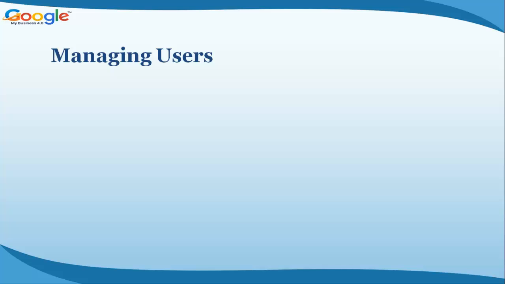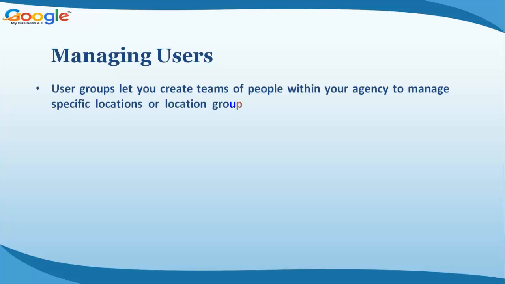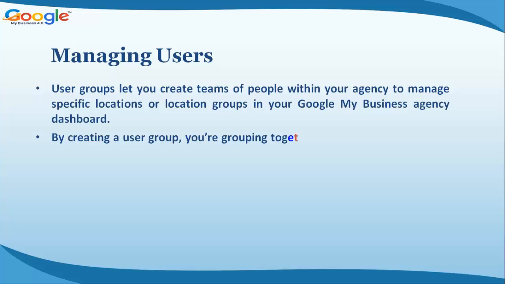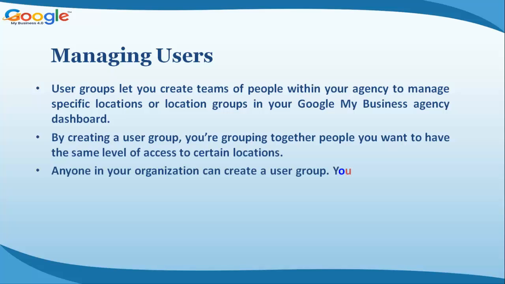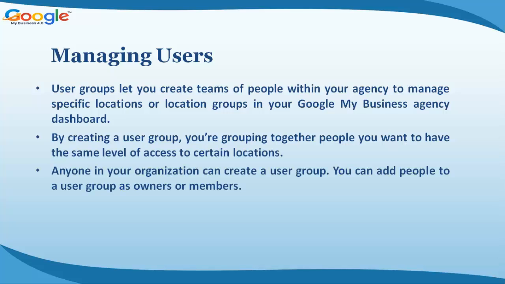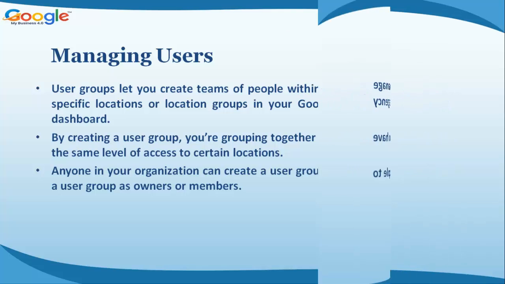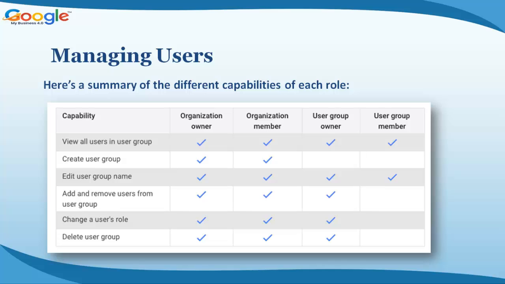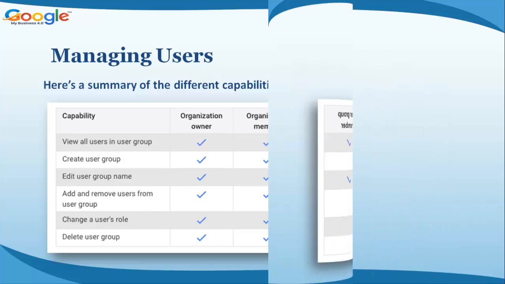Managing users. User groups let you create teams of people within your agency to manage specific locations or location groups in your Google My Business agency dashboard. By creating a user group, you're grouping together people you want to have the same level of access to certain locations. Anyone in your organization can create a user group. You can add people to a user group as owners or members. Here's a summary of the different capabilities of each role.